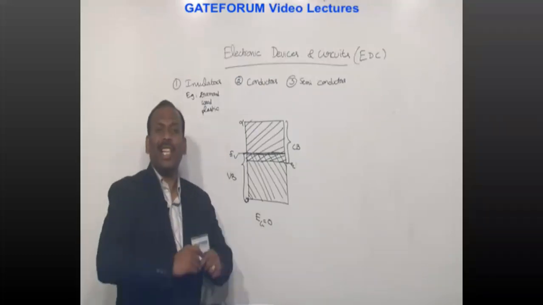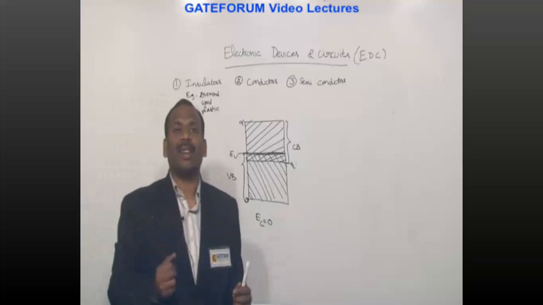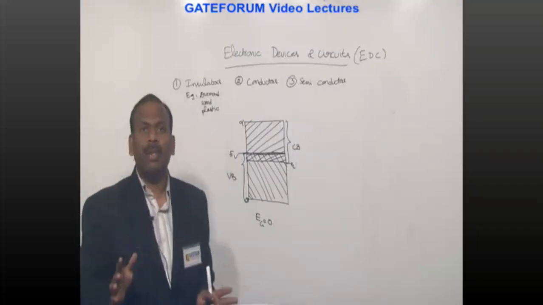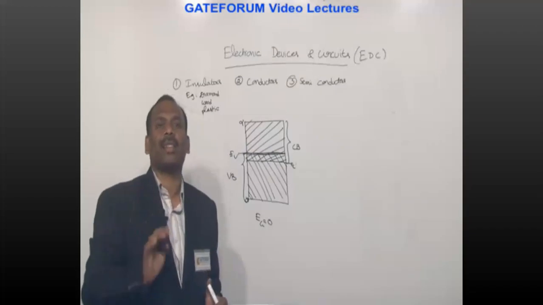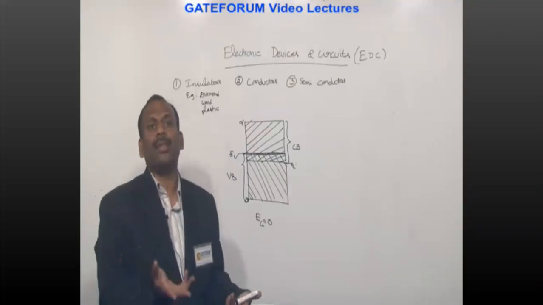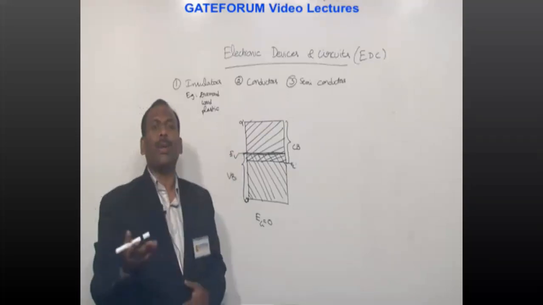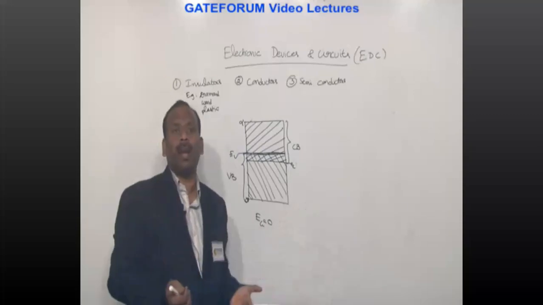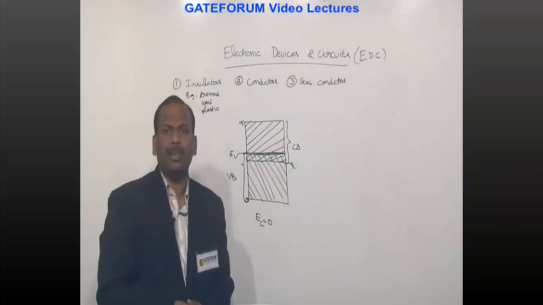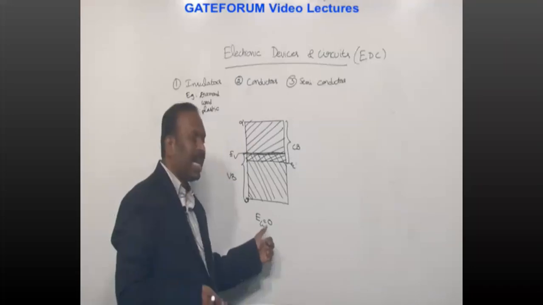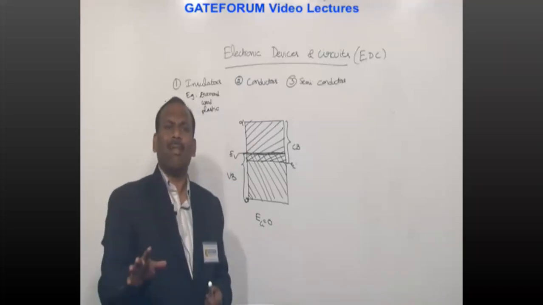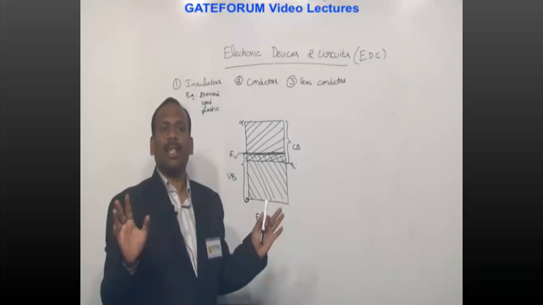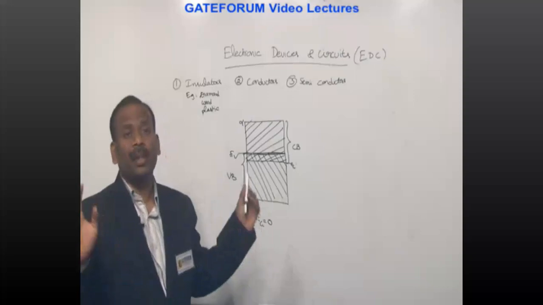That means there is no differentiation between valence electrons and free electrons. In conductors there is no difference between valence electrons and free electrons. All are free electrons only. Valence electrons equal free electrons because the bands overlap with each other. No energy is required to move an electron from the valence band to the conduction band because they overlap with each other. Clear? Therefore, the forbidden energy gap is zero. Automatically, all the valence electrons are nothing but free electrons. There is no differentiation.